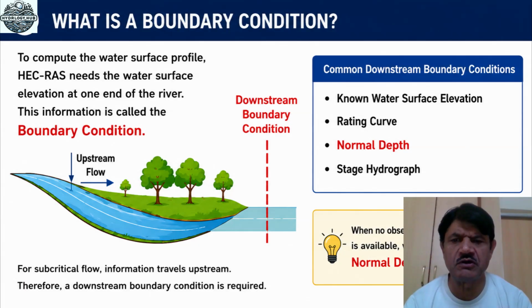HEC-RAS provides several options, including known water surface elevation, rating curve, stage hydrograph, and normal depth. Among these, normal depth is probably the most commonly used option when downstream water level observations are unavailable. Now, the next question naturally arises: what exactly is normal depth?